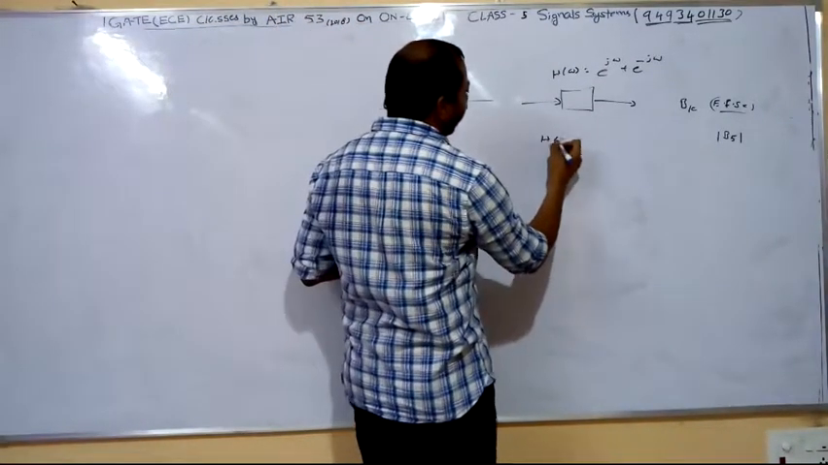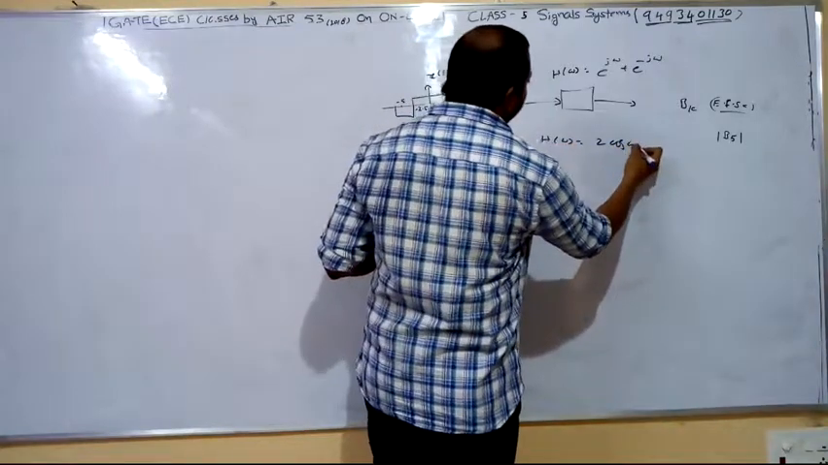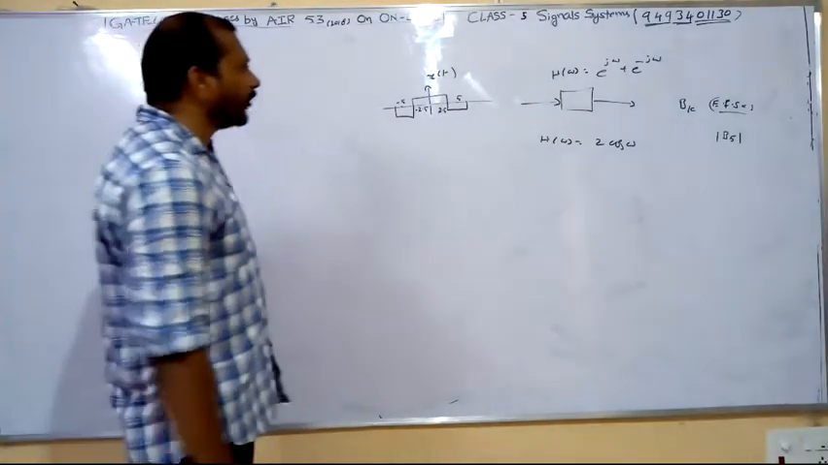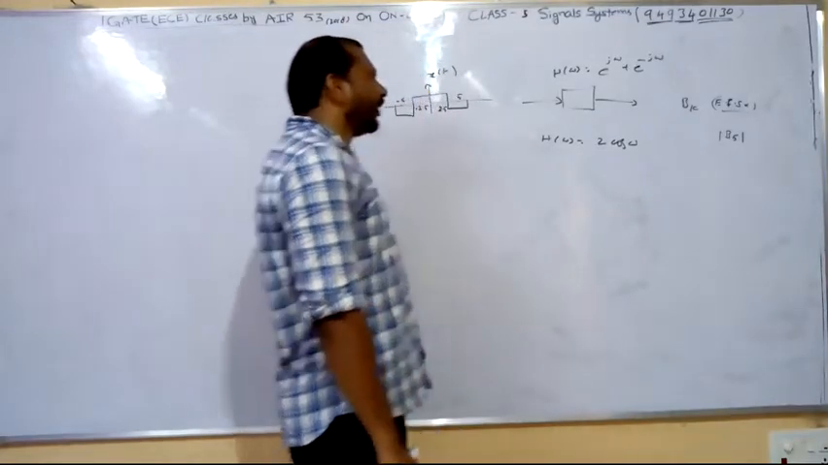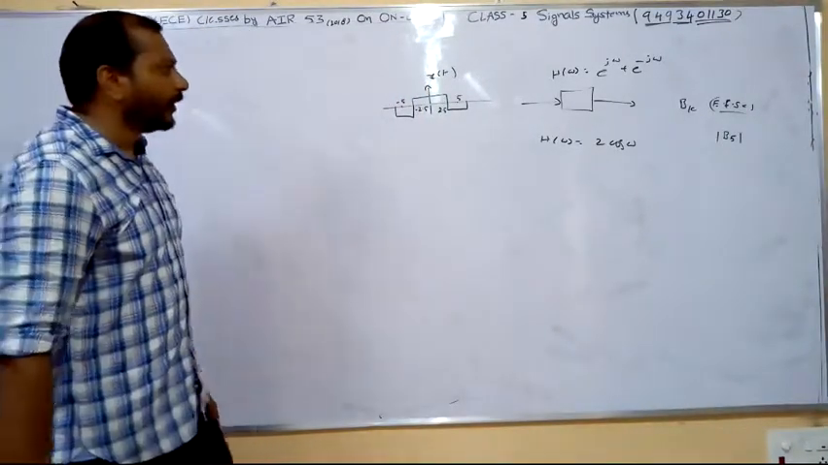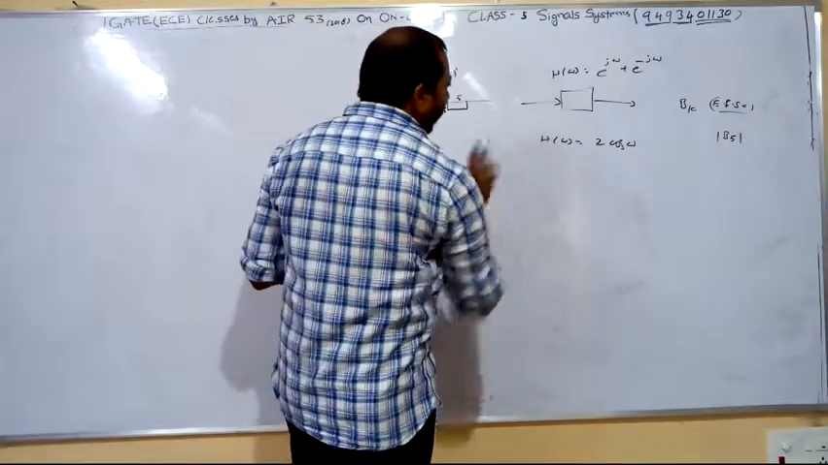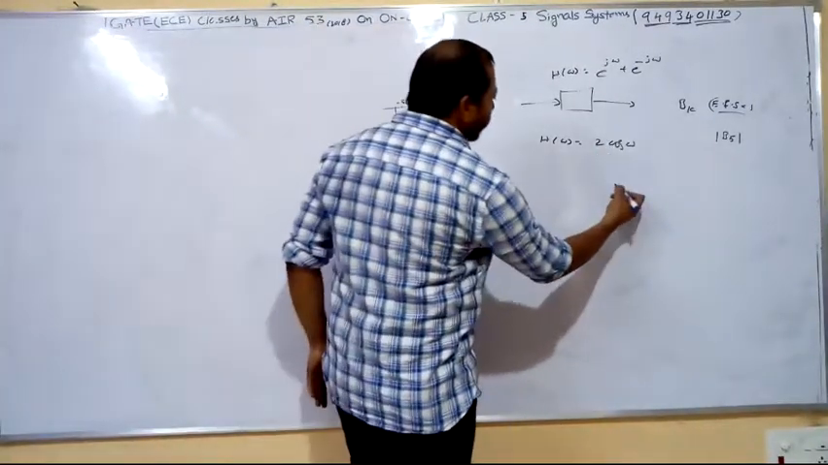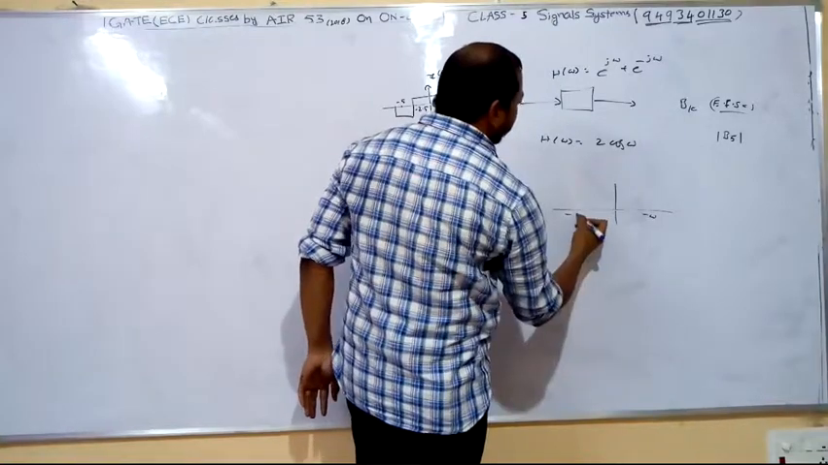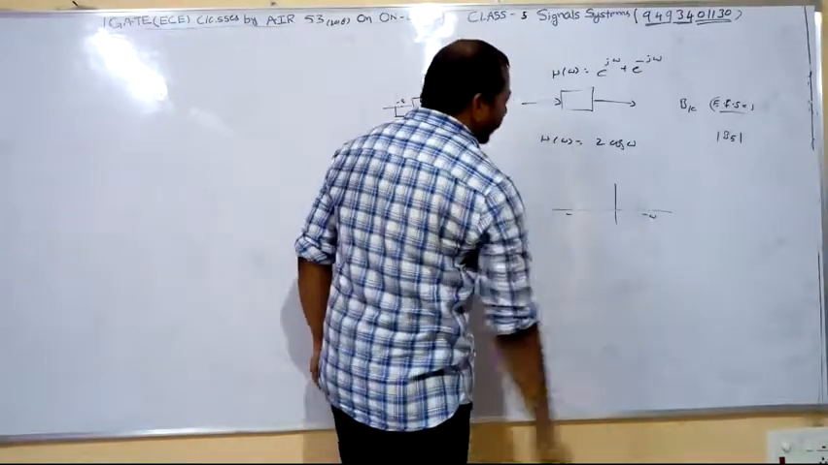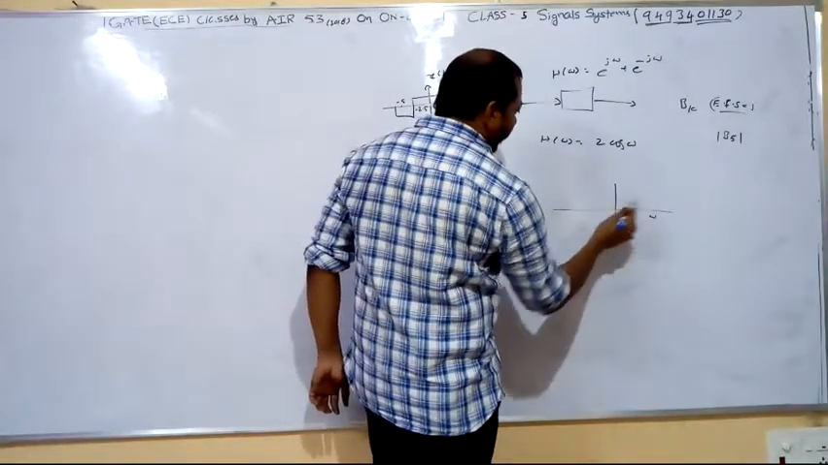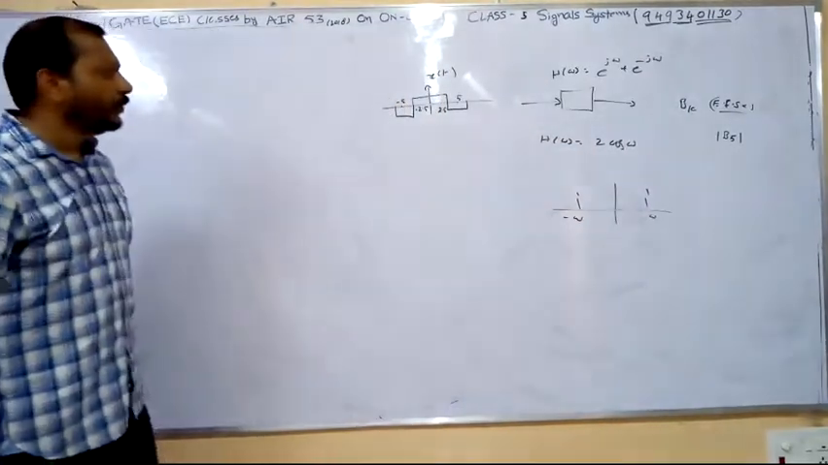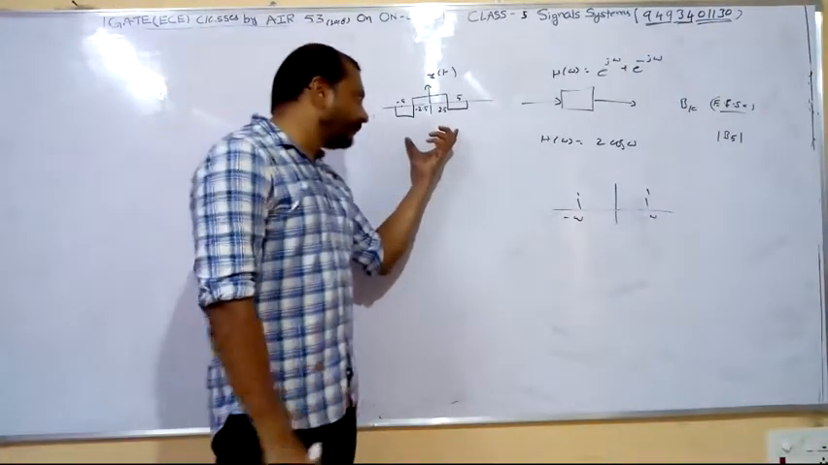Here, H of omega you can directly write as e power j omega plus e power minus j omega, which is equal to simply 2 cos omega. They are concentrating on B5. Here this 2 cos omega is nothing but the corresponding spectrum at minus omega naught and plus omega naught, whose amplitude is equal to 1, 1. Then we calculate the corresponding frequency spectrum of C_k.